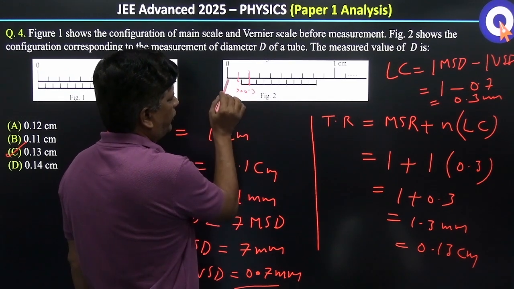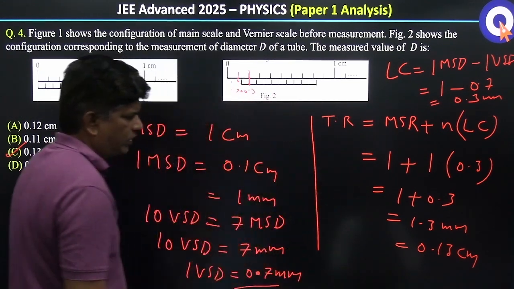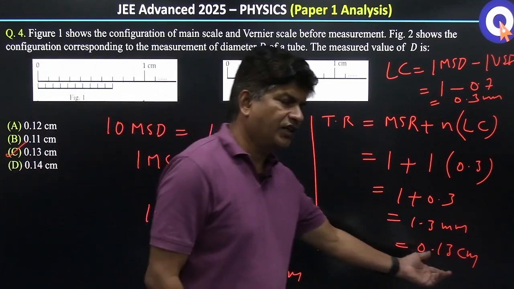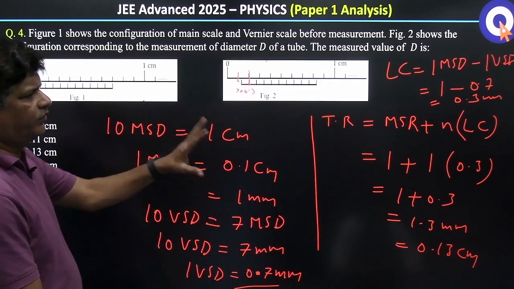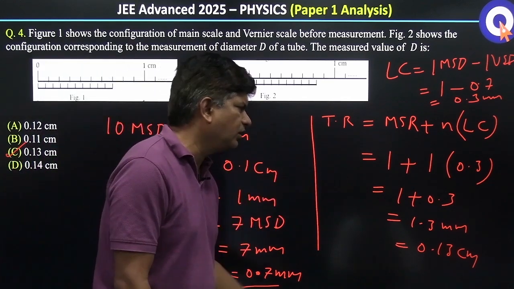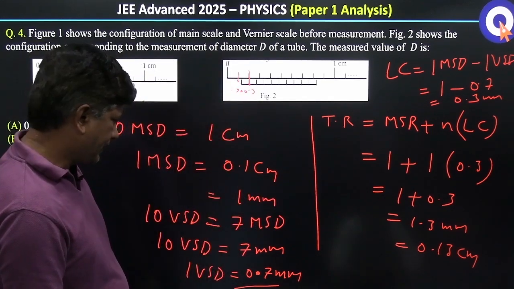So the total value will be 1 plus 0.3. Even that way you can do it. It would be 0.13 centimeter or 1.3 millimeter. So that's two different ways of doing the same problem. Of course, the same method, but you can solve this question like this.